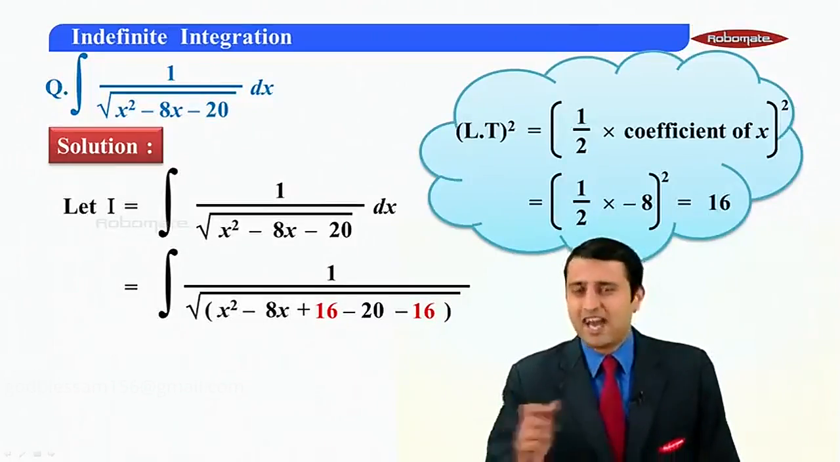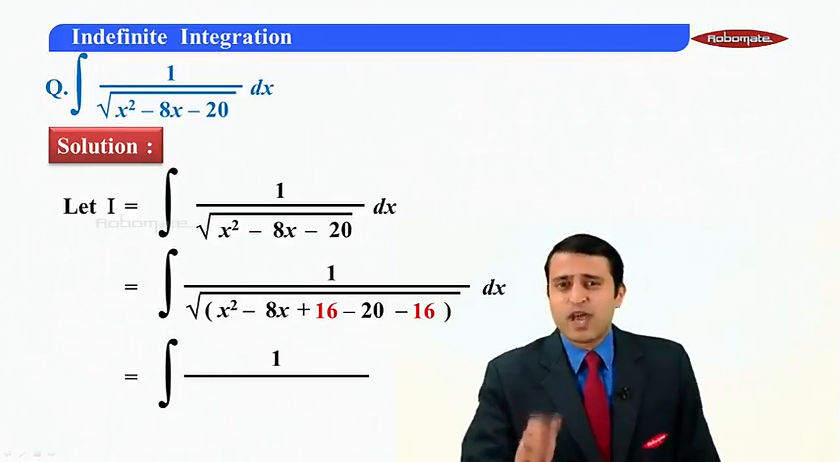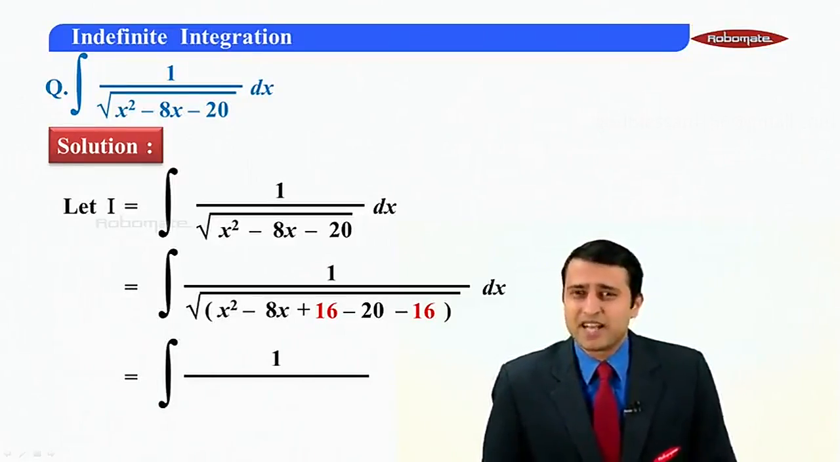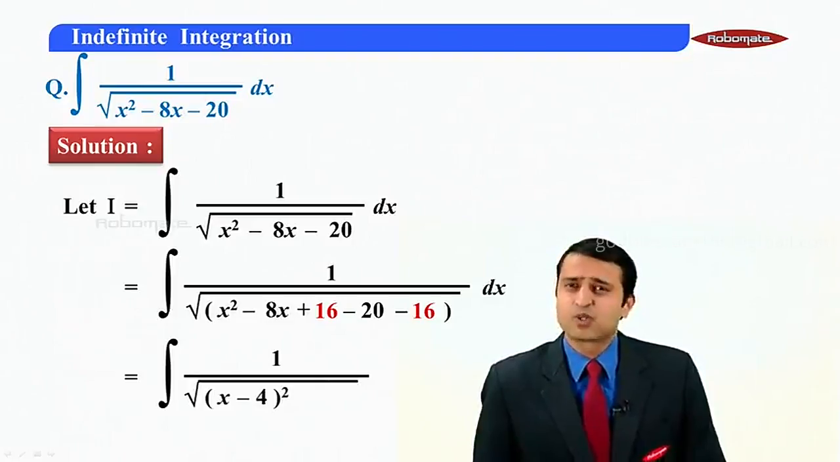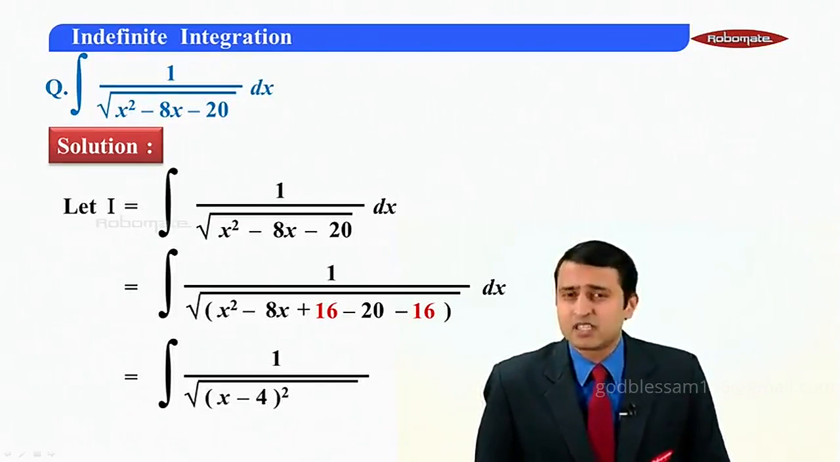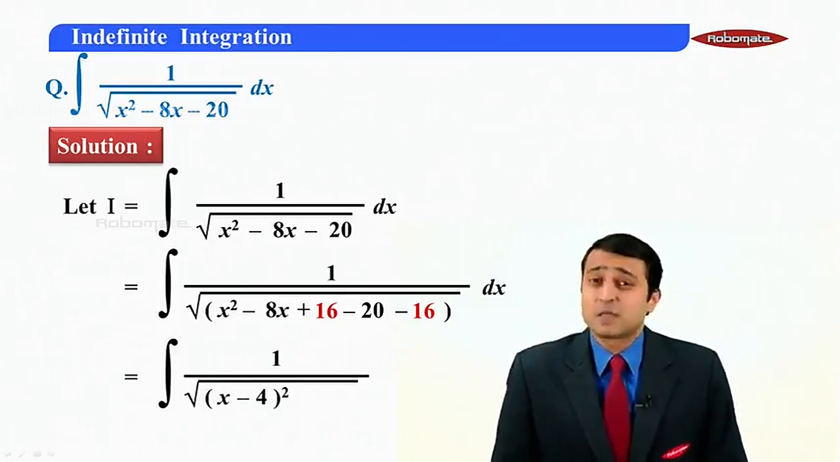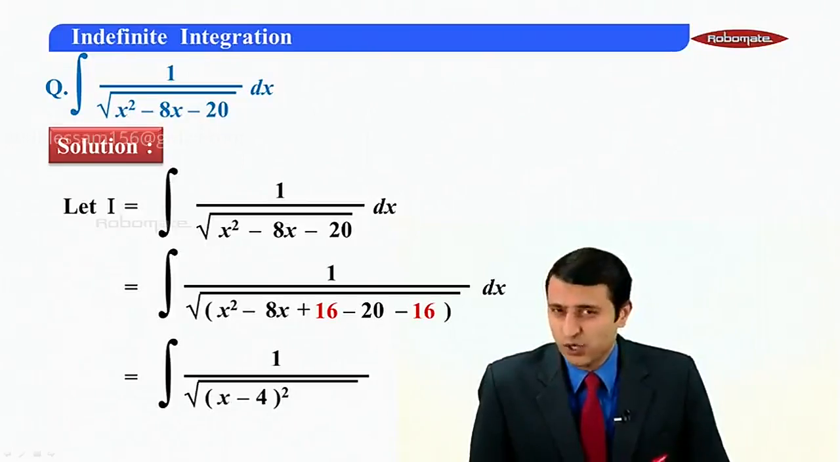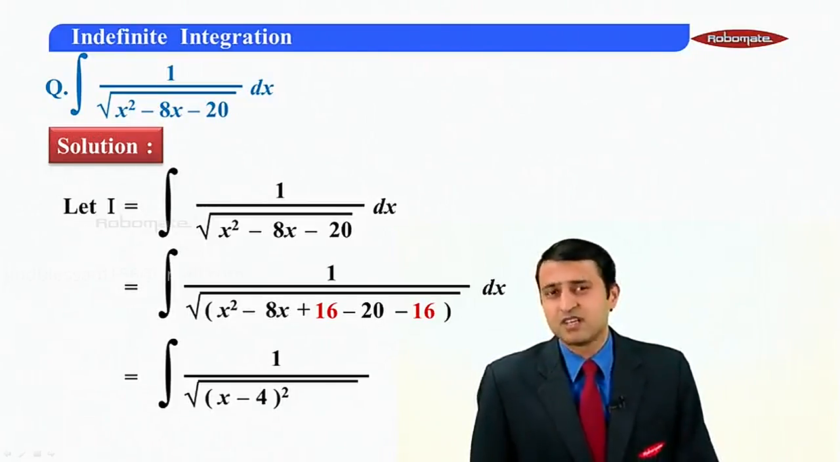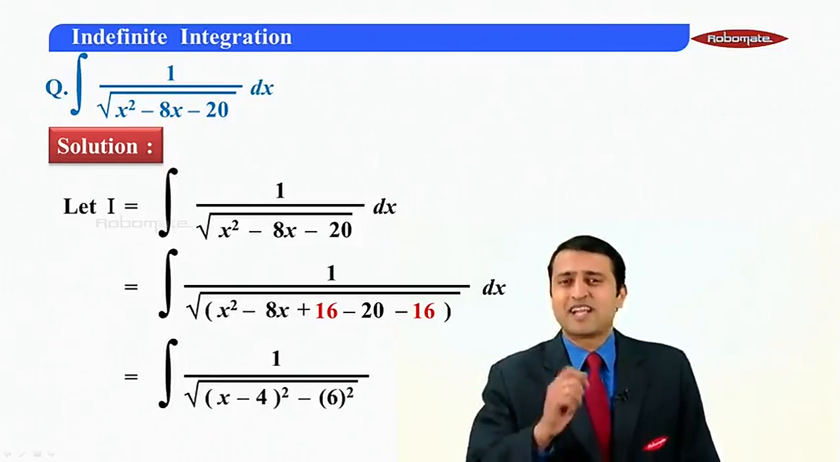Very much. Now in the next step we can say 1 upon root over x square minus 8x plus 16 can be written as x minus 4 the whole square. And what is left is minus 20 minus 16. Signs are same, so numbers will be added, and that gives us minus 36. Should I write it as minus 36? No, minus of 6 square. So let us write that.